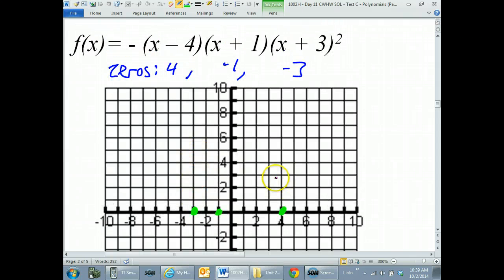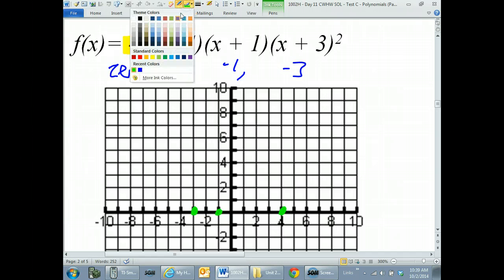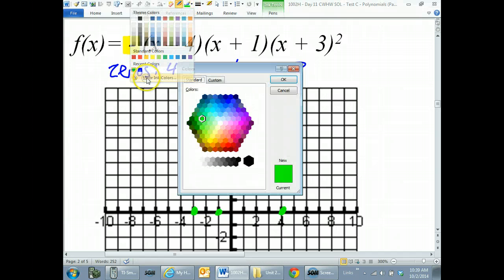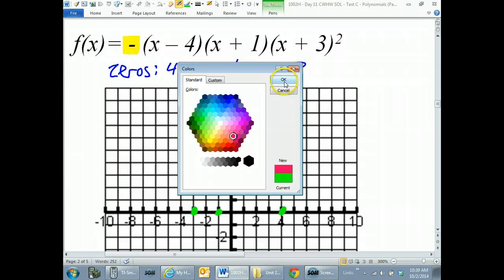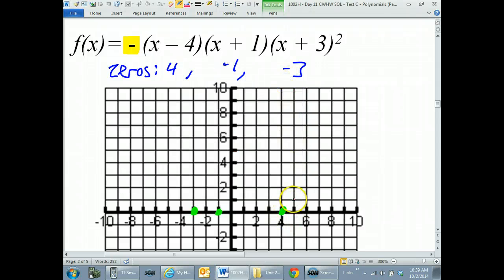Now, the next piece of information that's helpful to us is the negative sign in the very front. You see that? That tells us whether it's going to be right side up or upside down. But we need to say a word about the degree before we go any further. What is the degree of this function? 3. It's not 3, it's 4. The degree is 4. This is very important.